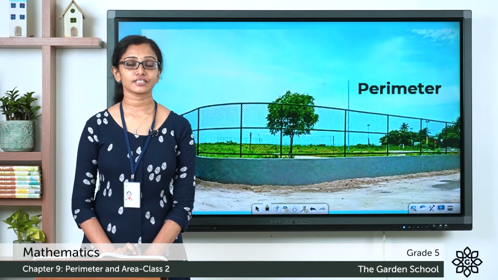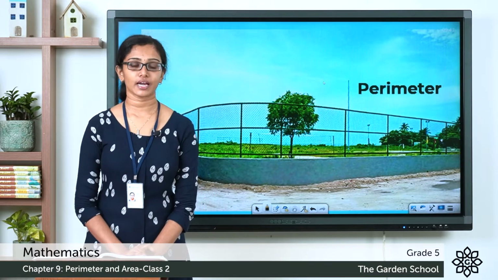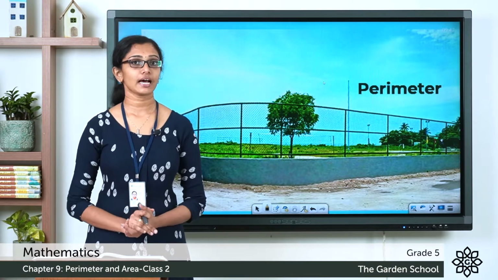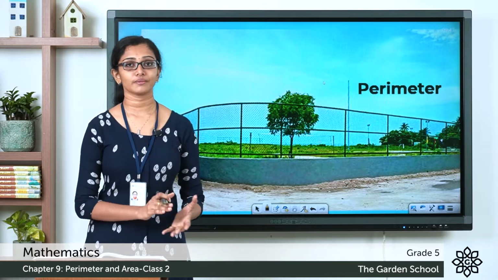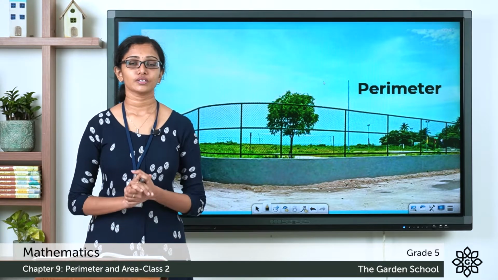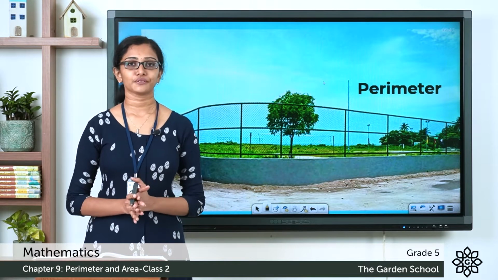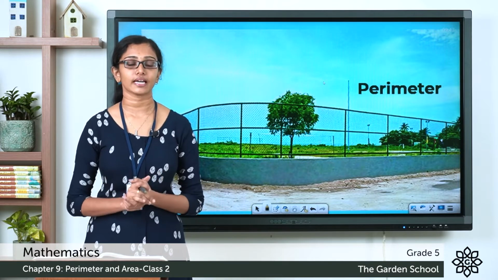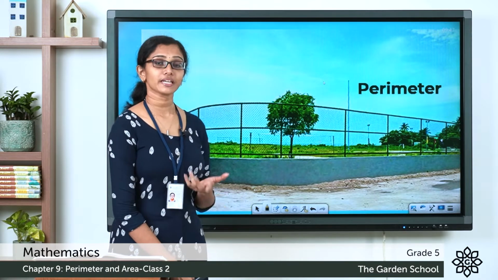We have already started chapter 9, perimeter and area. In the previous class, we revised the concepts of perimeter and area. Today, let's learn how to find out the perimeter of a rectangle. Before that, what is perimeter?